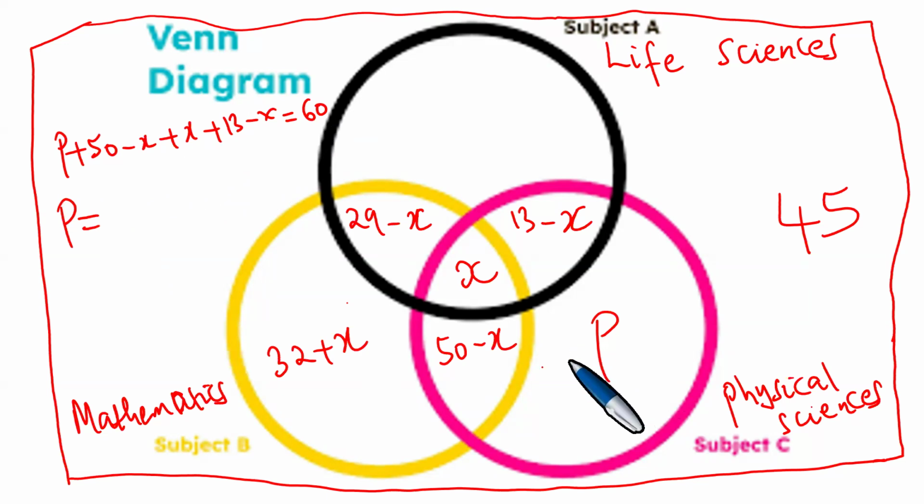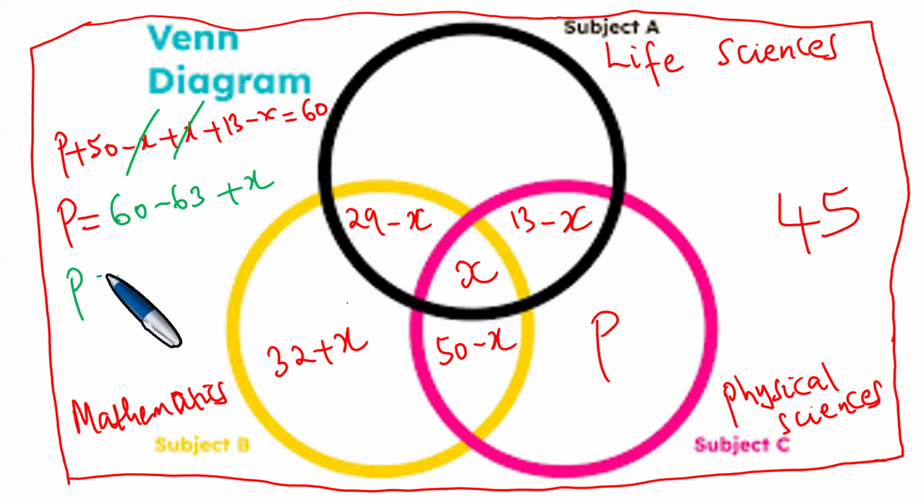So we have this plus this plus that plus that. It's 60. So that in the end, what do we obtain? We have minus X and X giving us exactly 0, 50. Together with 13, it's 63. So we have actually the following. 60 minus 63 plus X. P equals X minus 3. This is the result.